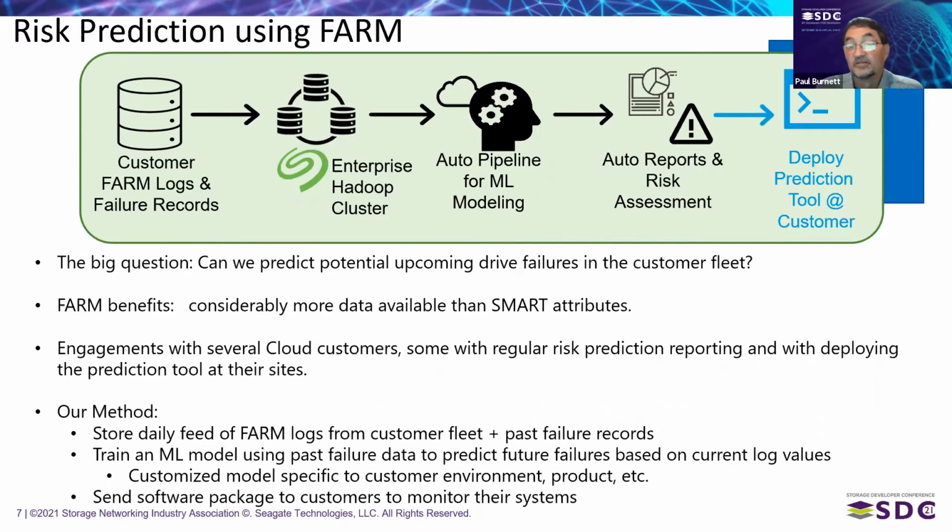From there, after we've done some analysis of the data, we do some report generation, and eventually we get to auto reports and risk assessment. So we can start generating reports on a periodic basis based upon a particular machine learning algorithm. From there, we can work with our customers to actually deploy that predictability tool at the customer site, or we can work with their quality groups to find out, would you want to do it on an exception basis or an ongoing basis in your fleet?